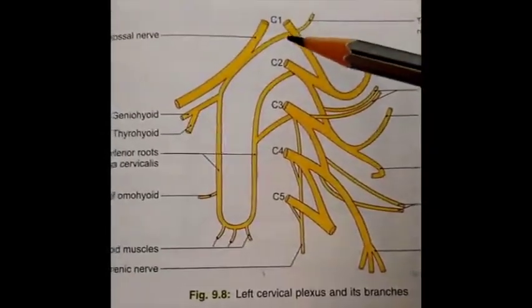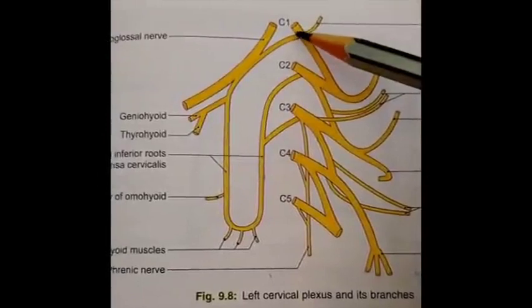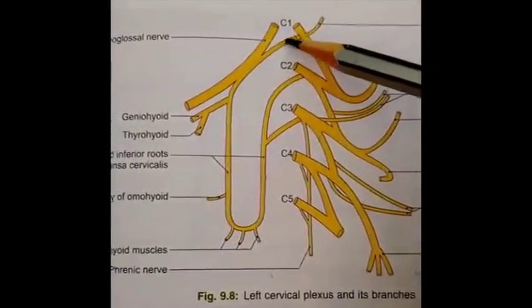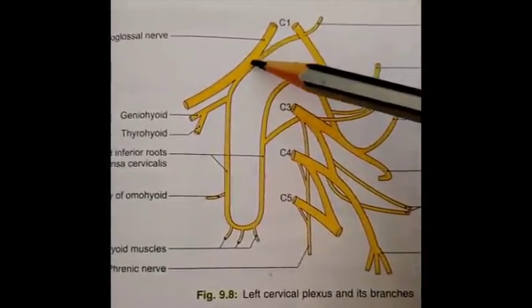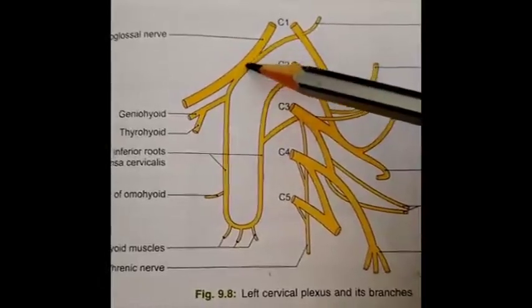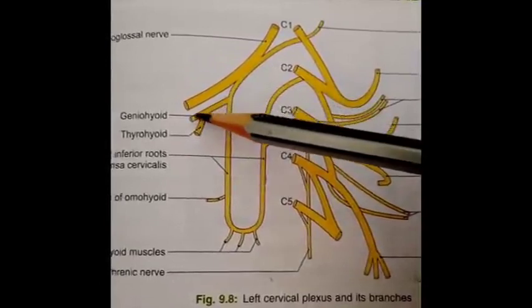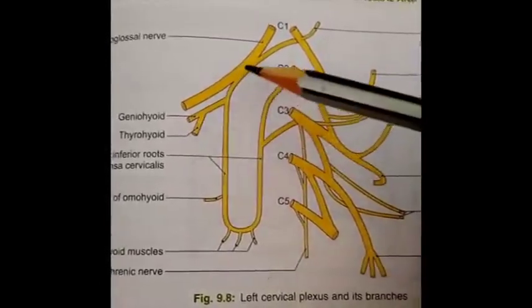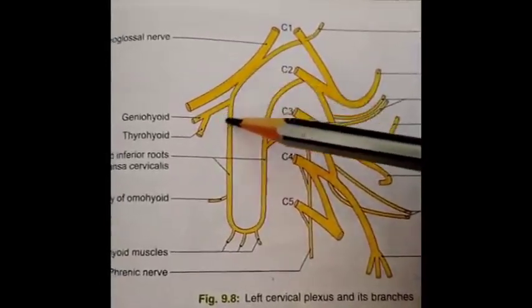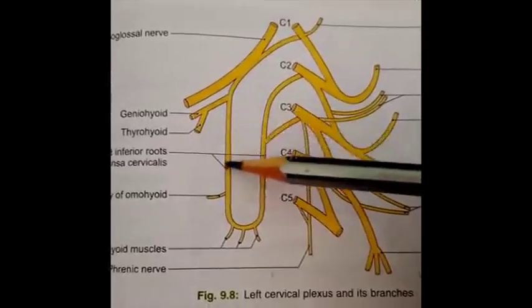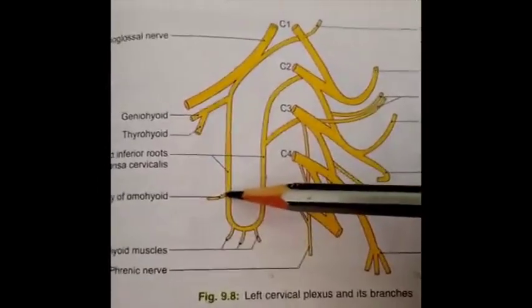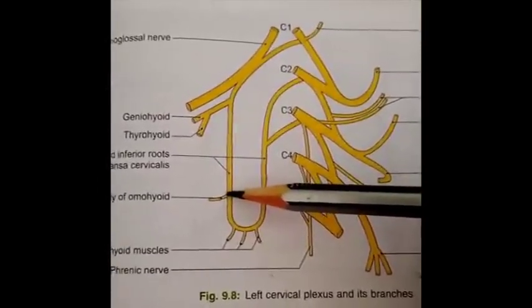One branch arises from the C1 ventral ramus and then joins the hypoglossal nerve, and then further nerve fibers are carried for the supply of geniohyoid muscle and thyrohyoid muscle. Then further, the superior root of the ansa cervicalis is formed, which supplies the superior belly of the omohyoid muscle.